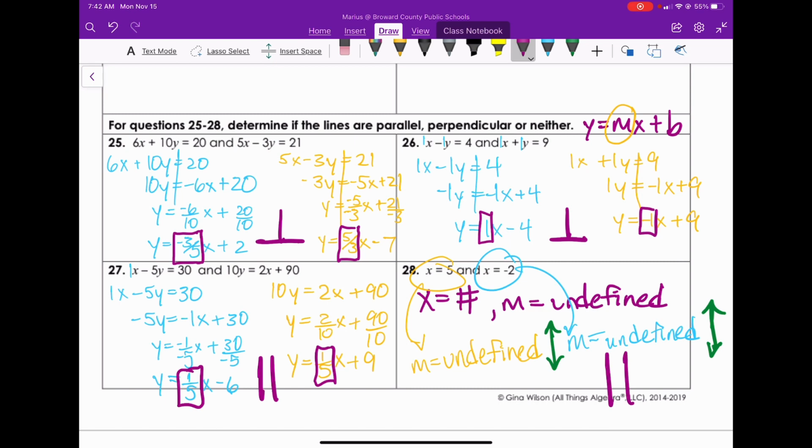And that will conclude this mini lesson for determining parallel, perpendicular, or neither based on the equations that they gave us.